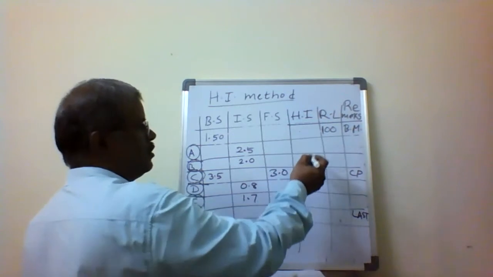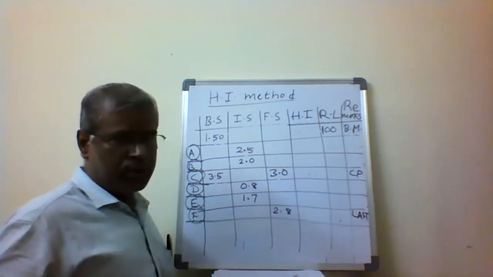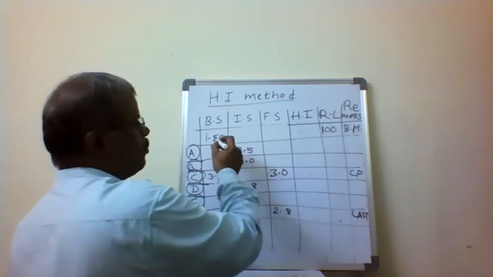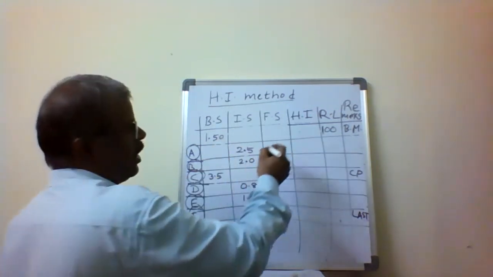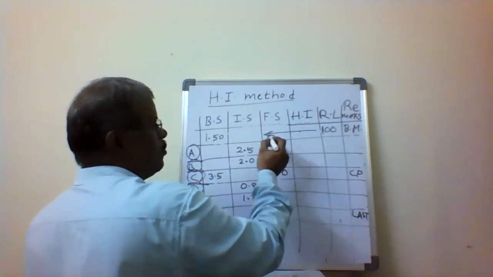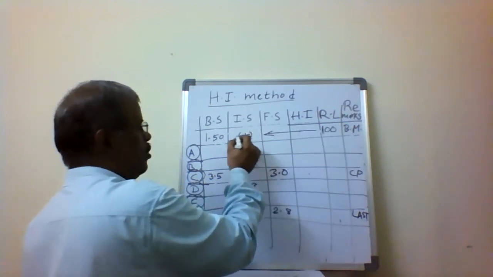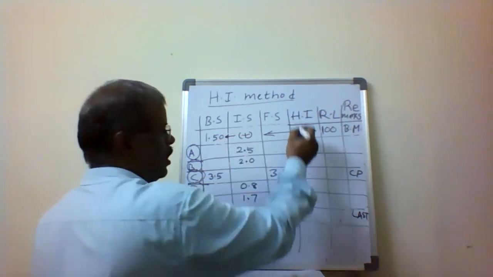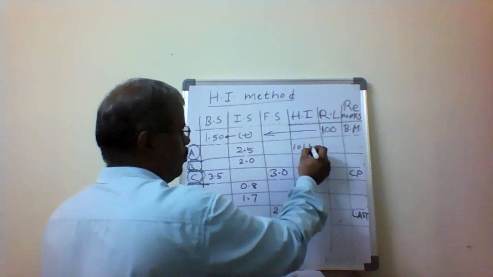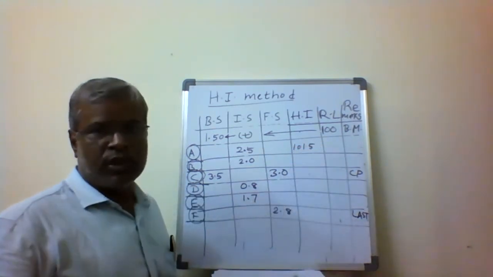Here, once and here a second time, two heights of the instrument are going to be calculated, with the 2.8. Now 100 plus 1.5 is going to give us the height of instrument. So the height of instrument is benchmark plus 1.5. So my height of instrument is 101.5.